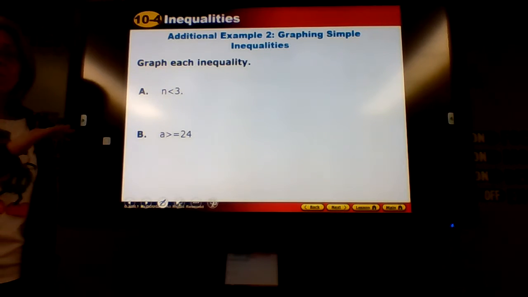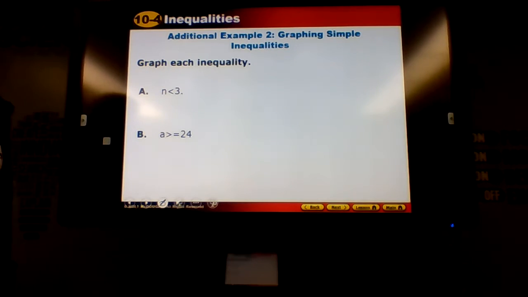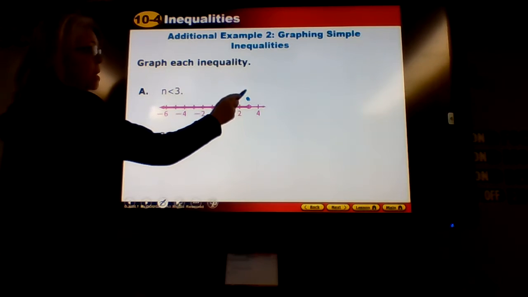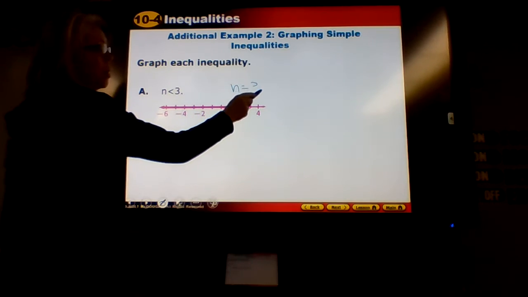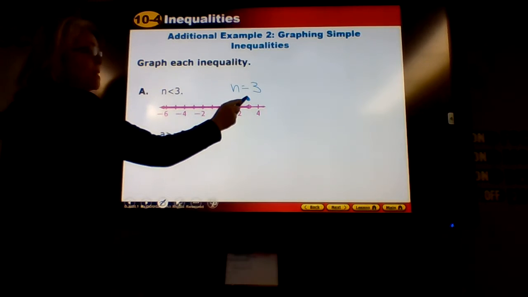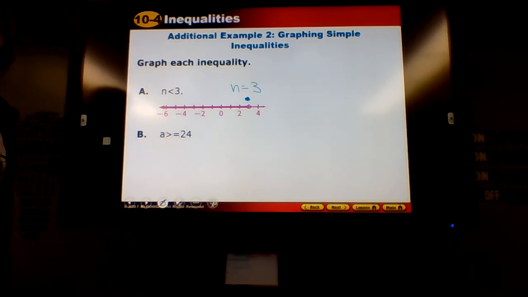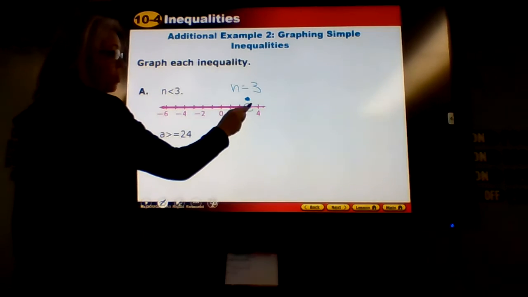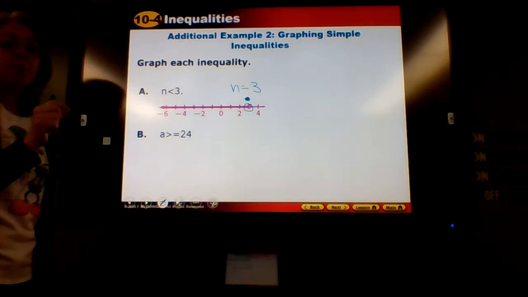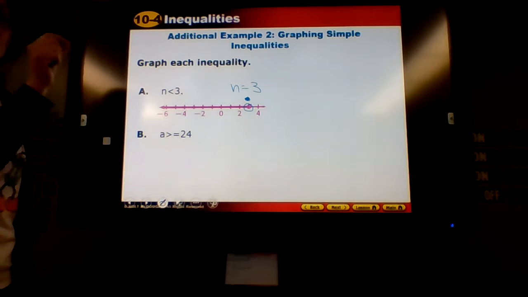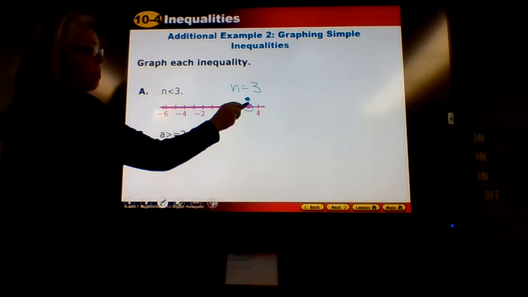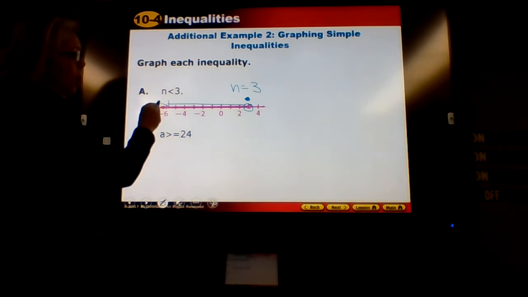Now we're graphing. We've already graphed individual numbers on a number line before. So now we're working on graphing the inequality. When we did it, we had a solid circle because we were talking about an equal to sign. If it's equal to, then that means that number counts. So the circle is filled in. If it is an open circle, like it is here, that means that number does not count. So you don't have it filled in as a solution. N is less than 3 means open circle at 3 and everything below counts.